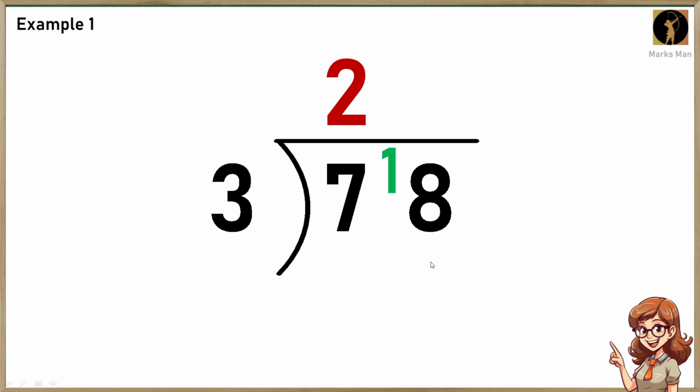So, 18 divided by 3, that is 6. Since there's 6 3's in 18. And then, 6 times 3 is 18. So, if you subtract that to 18, the answer is 0. That means 78 divided by 3 is 26. I hope that's clear. So, that's how you do short division in solving division.